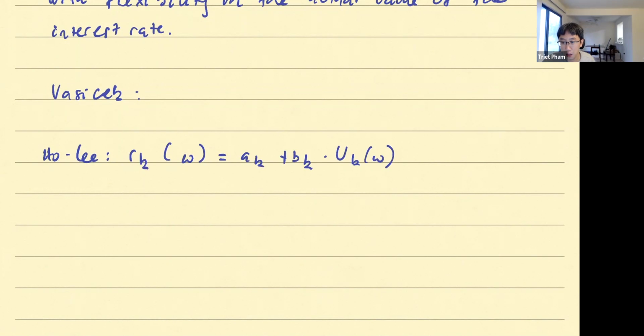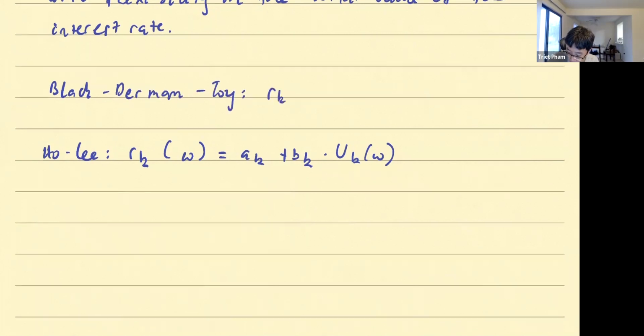Oh, sorry, I apologize. I said it wrong all this time. It's not Vasicek. Vasicek is a continuous time model. The discrete time model has a different name. It's called Black-Derman-Toy. I'll correct it up there, okay? The Black-Derman-Toy model says this: RK of omega is AK times BK raised to UK of omega.